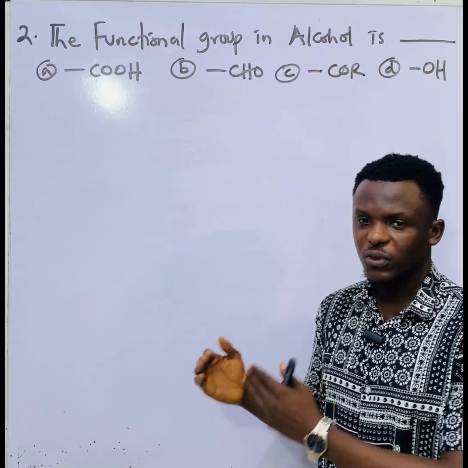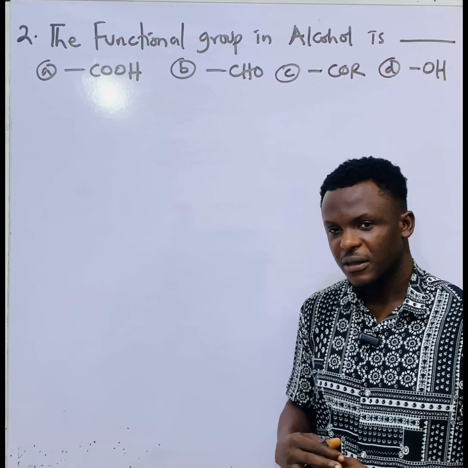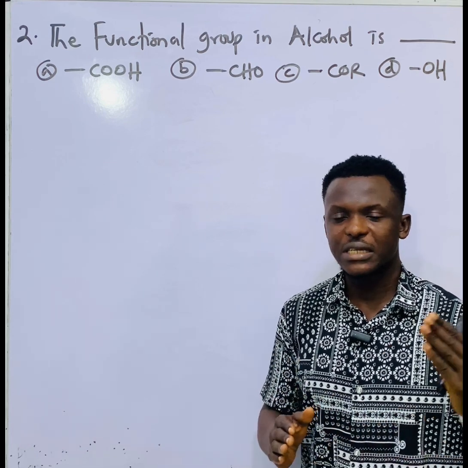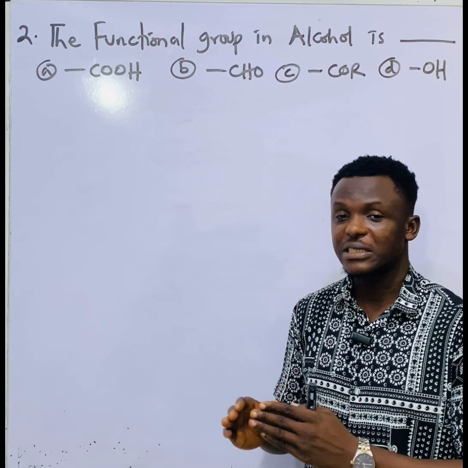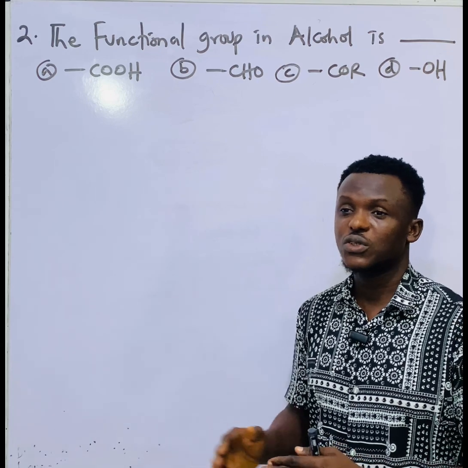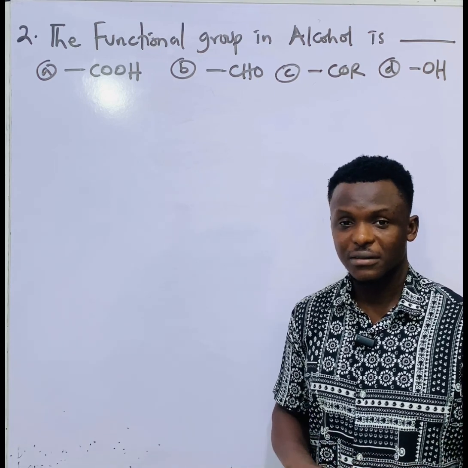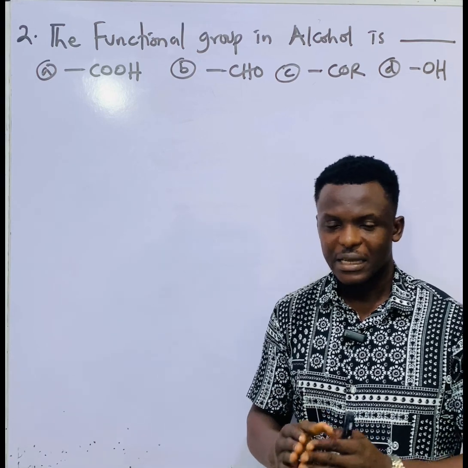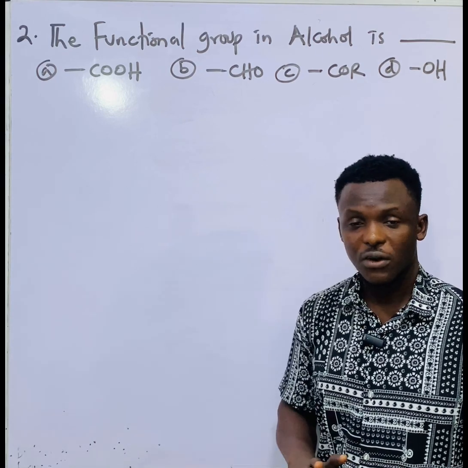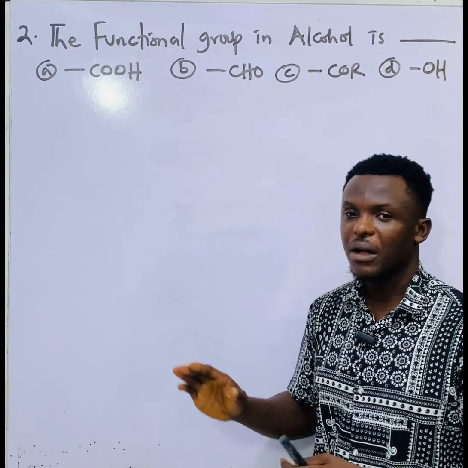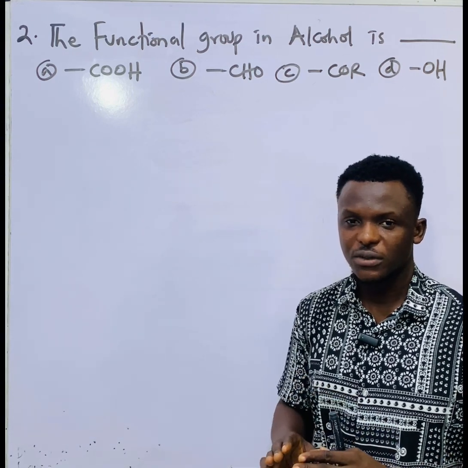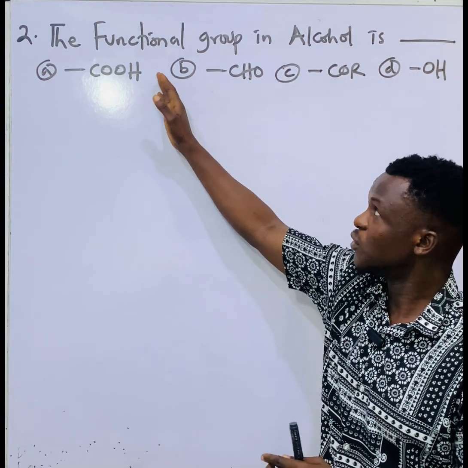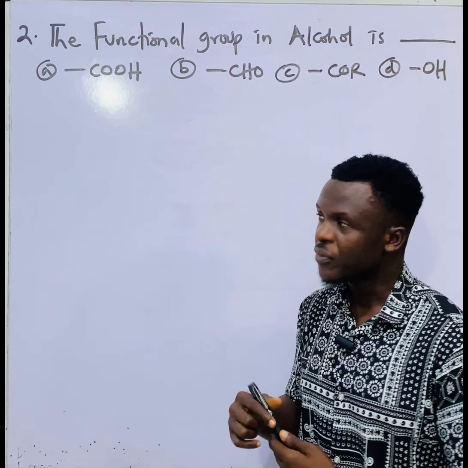Now, let's liken it to human beings. There are some features you see in a woman, and you know this person is a woman. There are some features you see in a man, and you know this person is a man. Organic compounds also have their identity. The identity is what we call the functional groups. So each organic compound has different functional groups. So this question is telling us the functional group present in an alcohol is dash.